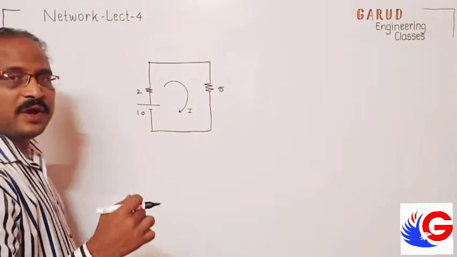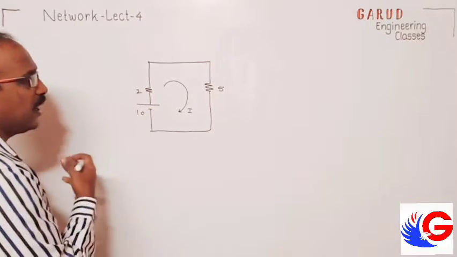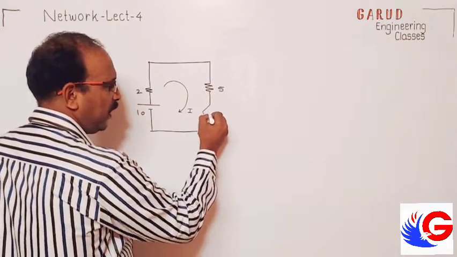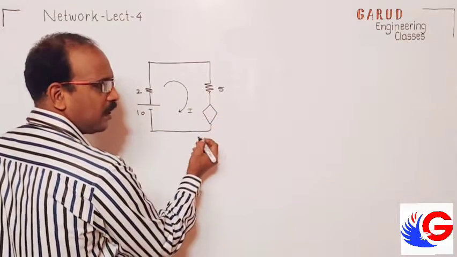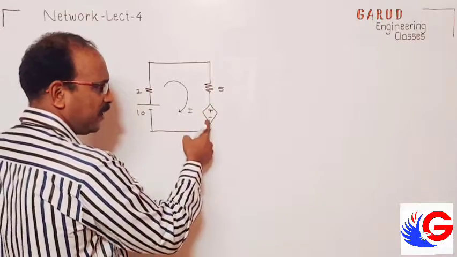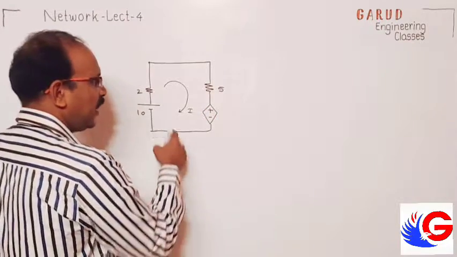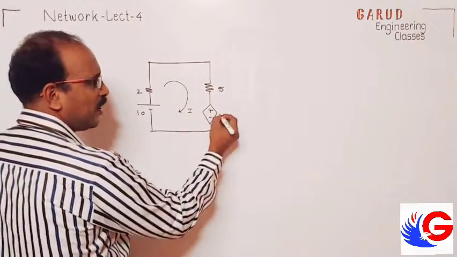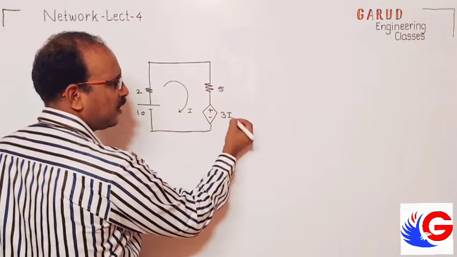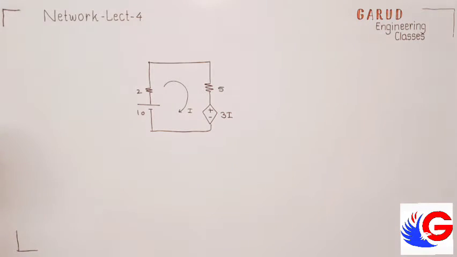But how do we generate a dependent source? Suppose I add one dependent source this way, positive, negative. See, a dependent source is presented this way, and I say it depends on the current. So I say its value is amplified 3 times whatever the current. Then how will the circuit behave?